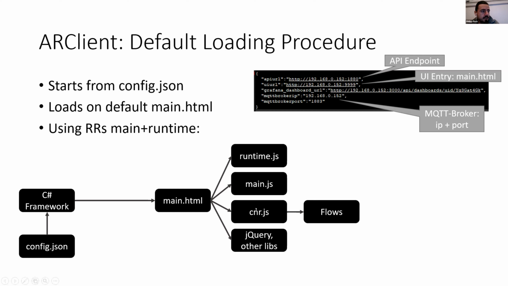Then we have CNR.js. This is the interpreter of the flows in Node-RED. And there is theoretically no limitation on how many you can have of them. Obviously, HoloLens is not as capable in computing power as the newest iPad generation. And then we can use libraries like jQuery to make our life easier.